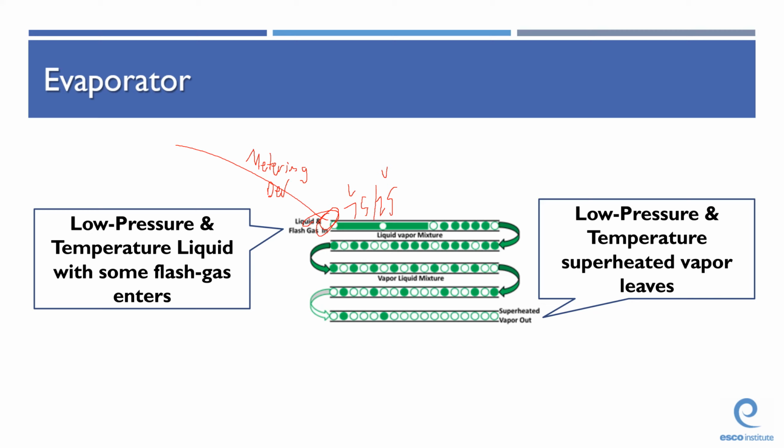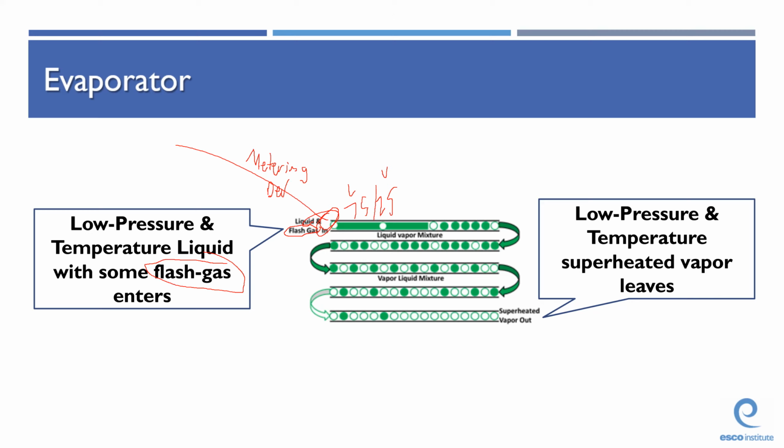Anytime refrigerant comes through this metering device, there's a lot of friction imparted on it, and that's just going to tear some vapor away from the liquid, and it's going to create what we call a flash gas. You see flash gas pop up several times in this PowerPoint. It's a very common term in the industry. So we've got flash gas going in, a liquid vapor mix.